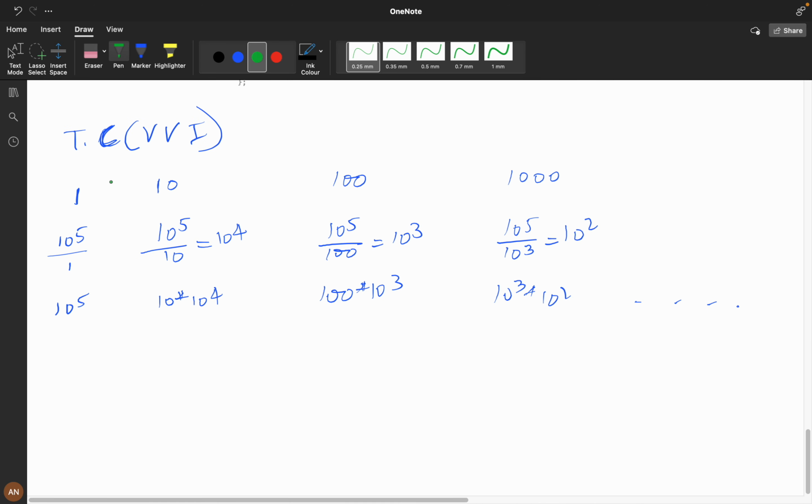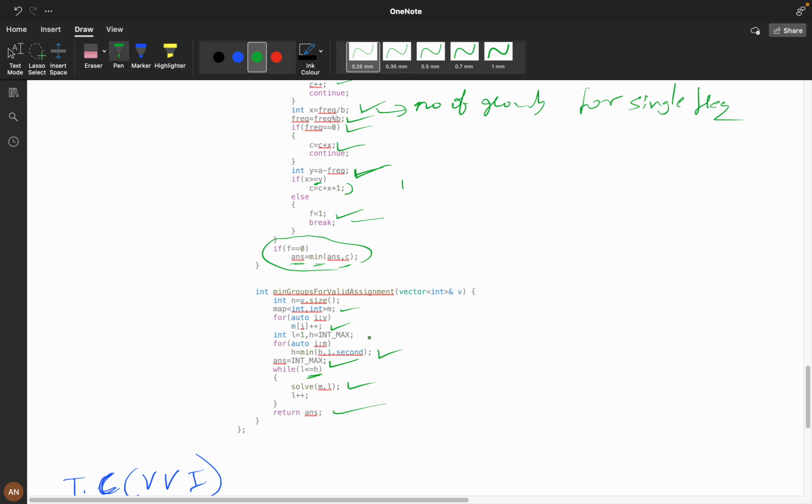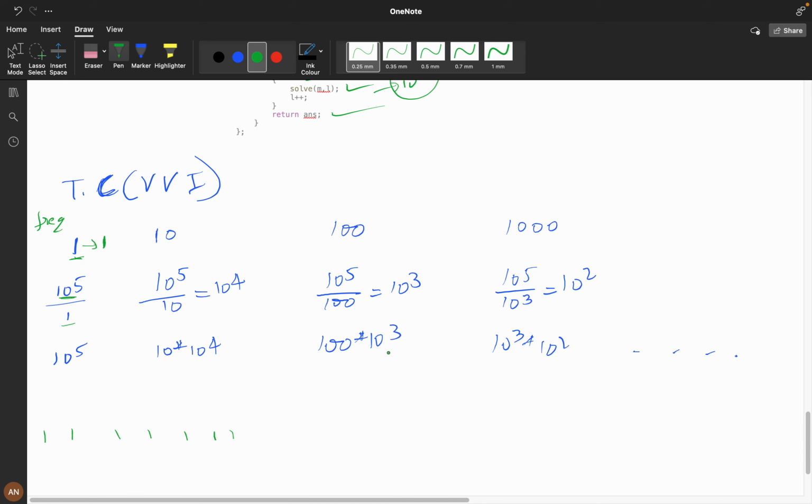It's very interesting. So if you take this as my frequency, suppose my maximum frequency is 1. So all elements have 1 as the frequency. So it will go from 1 to 1, and total elements are 10 power 5. 10 power 5 divided by 1 is 10 power 5. So if you see, this will go to 10 power 5 and this will go to 10 power 1 and this will be 10 power 5.